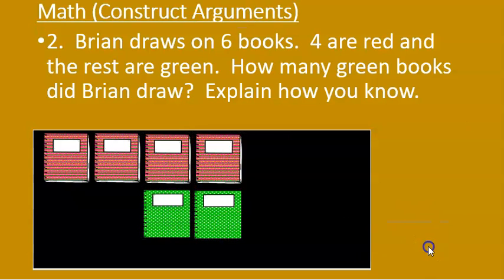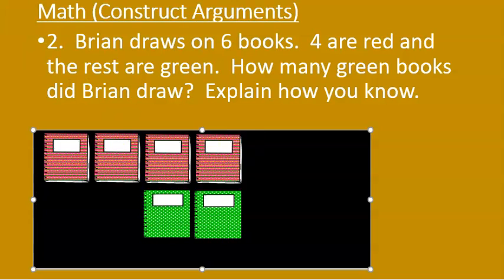Now, there is our picture. Now, we should have 6 books here. 1, 2, 3, 4, 5, 6. So first graders, how many green books did Brian draw on? How many green books are here? Good job. There are 2 green books.